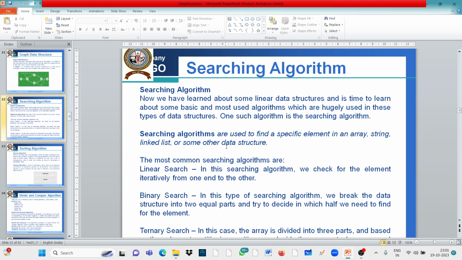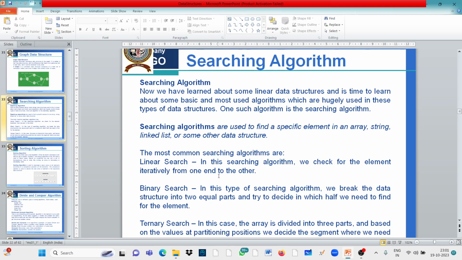Now in the searching algorithms, we have learned about some linear data structures, and it is time to learn about the basics of the algorithms which are hugely used in these types of data structures. One such algorithm is the searching algorithm. The searching algorithms are used to find specific elements in an array. A particular element I want to find in an array or string or linked list or some other data structure. This technique, finding something, we call searching. There are three main searching techniques or algorithms: one is the linear search, one is the binary search, one is the ternary search, right?